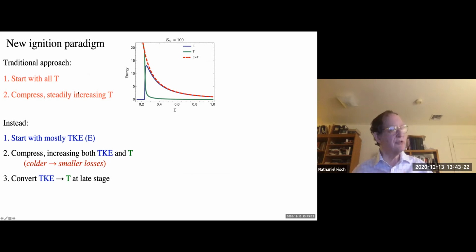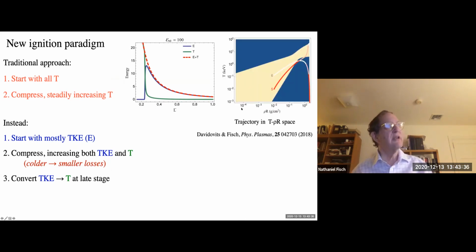The traditional approach is to start with temperature, compress, and you increase the temperature. Instead, let's start mostly with turbulent kinetic energy. Now, when we compress, it's cold, so we don't have losses in radiation, and then we'll dump the energy all at once. You can look at trajectories in temperature, rho R space for an ignition scenario, and you can find that you're keeping the parcel of plasma cold because you're suppressing radiation until you actually need it, until you need to get to ignition, and then you change all that energy into thermal energy.